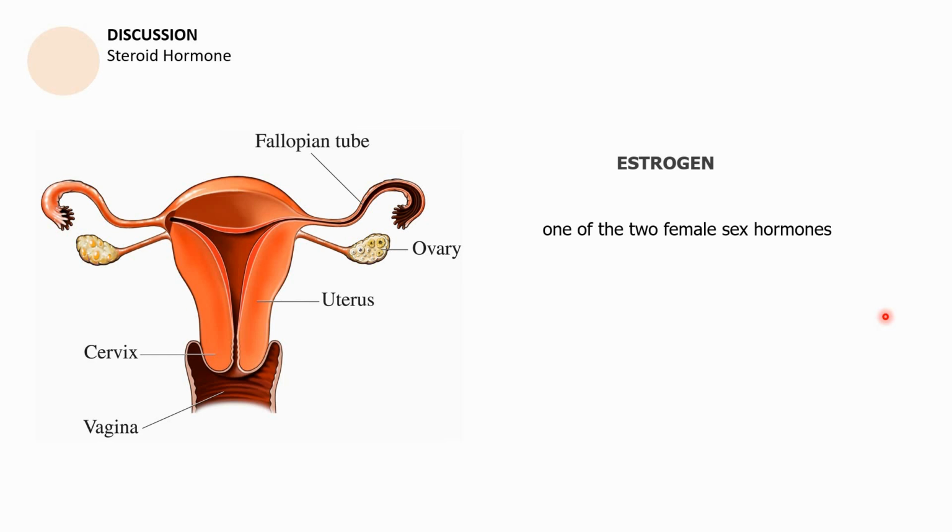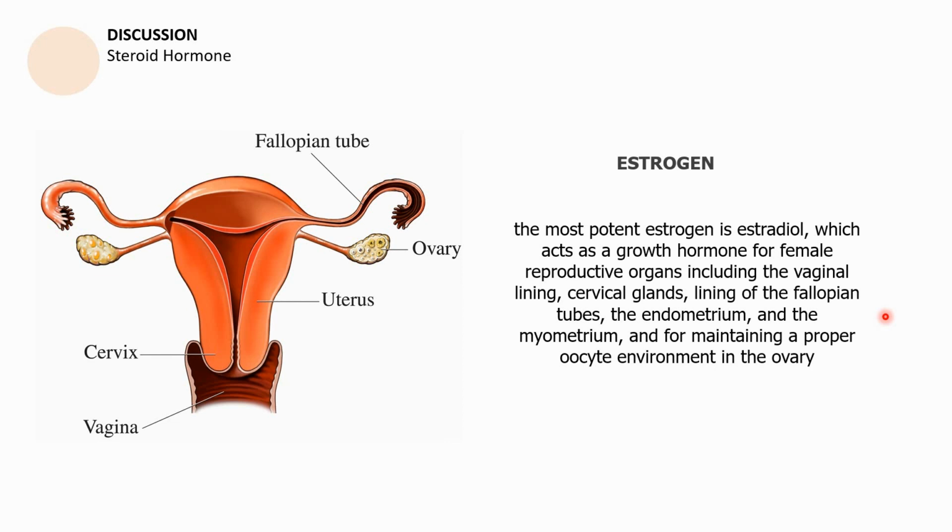So, estrogen is one of the two female sex hormones. It is secreted in the ovaries. Pwede rin siya masecrete by the adrenal glands, pero sa mga maliliit na amounts lang. Tapos, napoproduce din siya sa testes ng mga lalaki. The most potent estrogen is called the estradiol, which acts as a growth hormone for female reproductive organs, including the vaginal lining, cervical glands, lining of the fallopian tubes, the endometrium and the myometrium, and for the maintenance of a proper oocyte environment in the ovary.